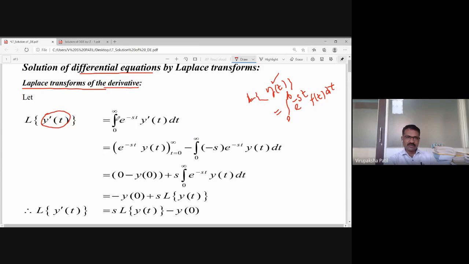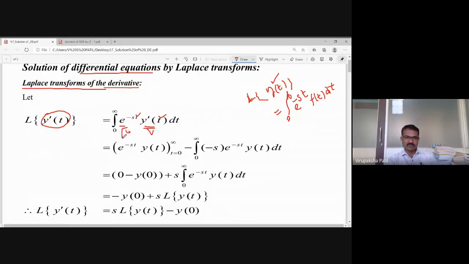integration 0 to infinity e to the power minus st into y dash t with respect to t, because this is your f of t now. Okay, now here direct simplification is not possible, so we will take this function as u and we will take this function as v. Then we will integrate it by parts, because this is also a function of t, this is also a function of t. So we will integrate this with respect to t by using integration by parts.